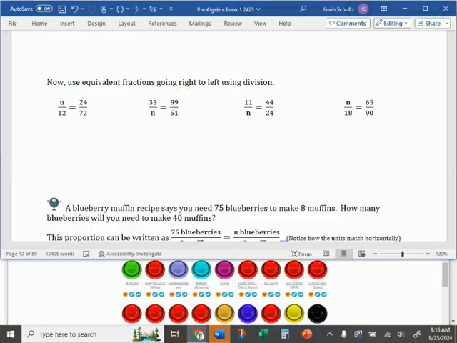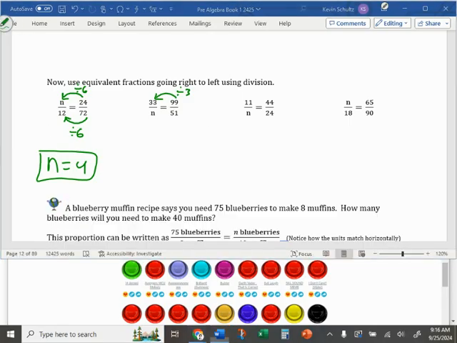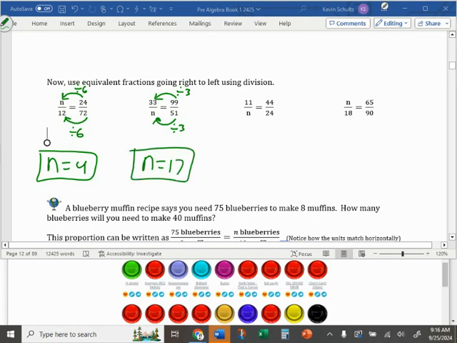Okay? Then, 51 divided by 3. Do the same thing, going from right to left. Since we divided by 3 to get from 99 to 33, we're going to divide by 3 to get from 51 to n. 17. 51 divided by 3 is 17. Okay? Again, go ahead and try the next two on your own.